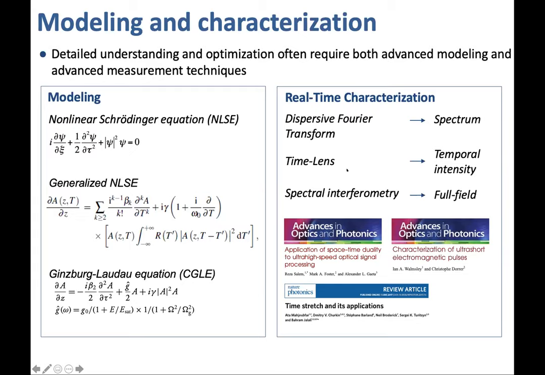As for the measurement techniques which are often used to characterize nonlinear propagation and instabilities in real time, one can mention the dispersive Fourier transform, which allows you to measure single-shot spectra, and the time lens technique, which allows you to access ultrafast temporal variation in real time. Both of these techniques do not give you access to the phase, only to the intensity profile. And if you want to access also the phase of the field, you can use other techniques such as spectral interferometry.